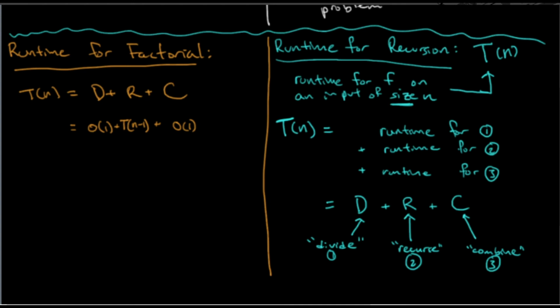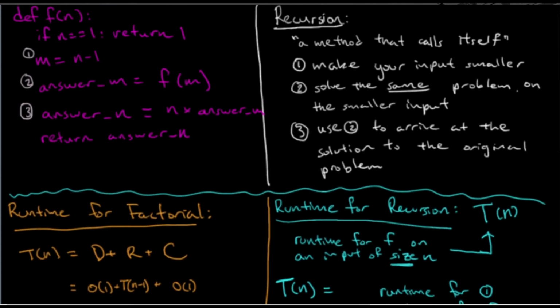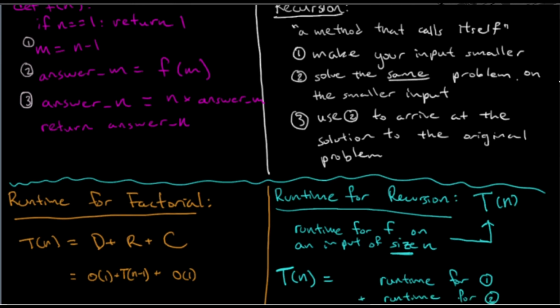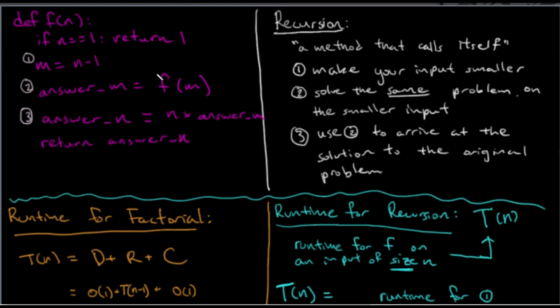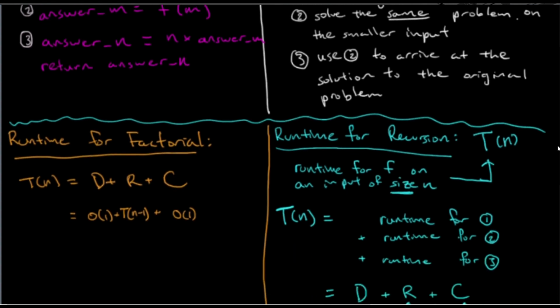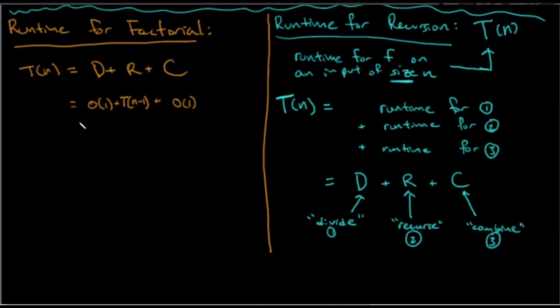That might take a minute to wrap your head around, but essentially what it's saying is exactly what this method is saying. We defined a method that calls itself. Well, then the runtime, if we define the runtime for f as big T, then the runtime to call itself is also big T, just on a different input. And so if we simplify this a bit, O of 1 plus O of 1 yields O of 1. So it'll look something like that.